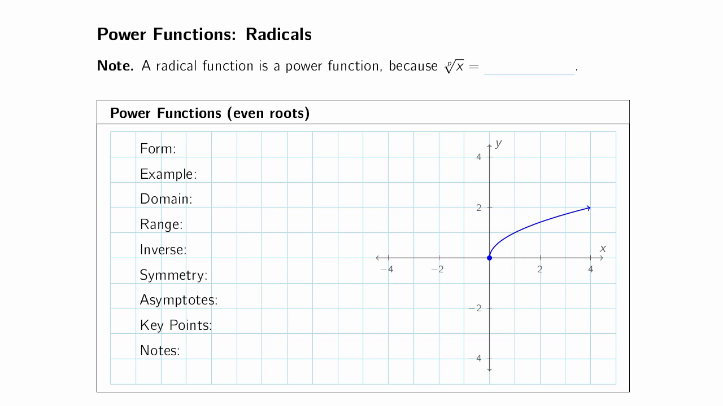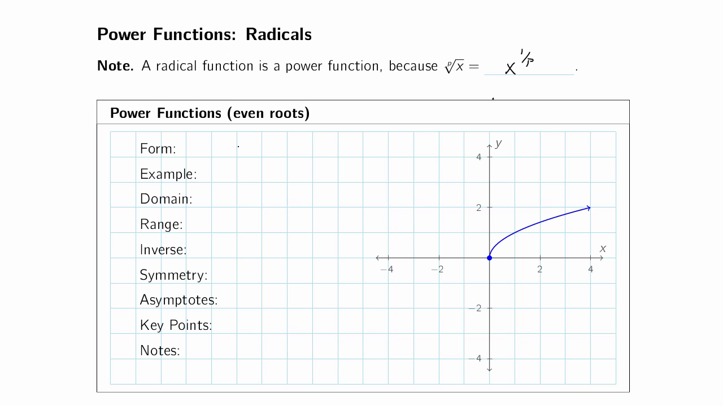The last family of power functions that we're going to talk about are the radical functions, which are power functions because we can write any radical, the pth root of x, as x to the 1 over p. Again, we'll split up the even roots from the odd roots because they have different properties. And again, we'll start with the even roots.